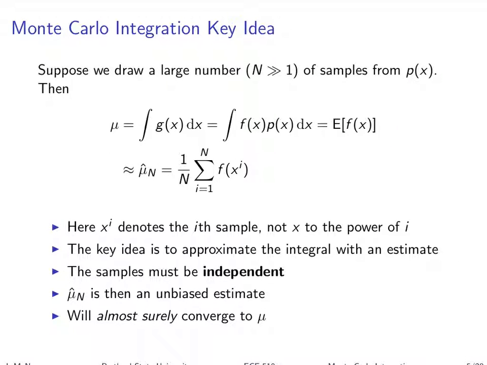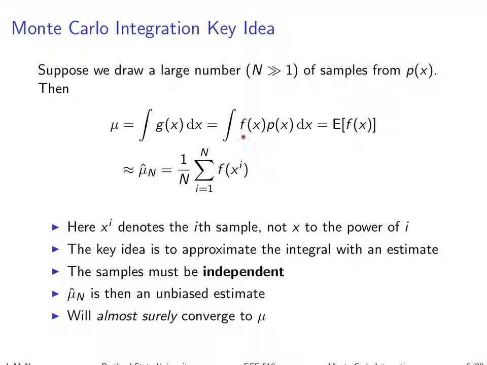The next step is, let's say this PDF that we chose is something that we can draw samples from. So we've got a random number generator. Let's say we chose a uniform distribution. There are lots of uniform random number generators, so it would be very easy for us to draw a lot of samples from that random number generator. So let's say that we can do that. We can draw a large number.